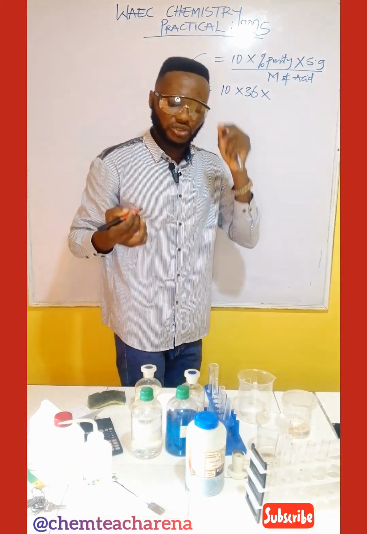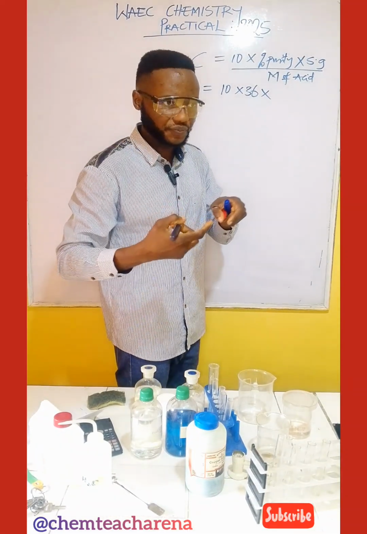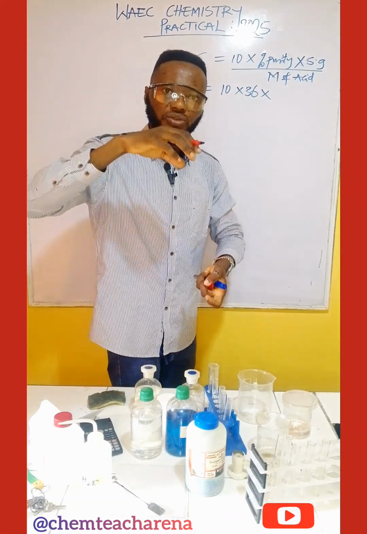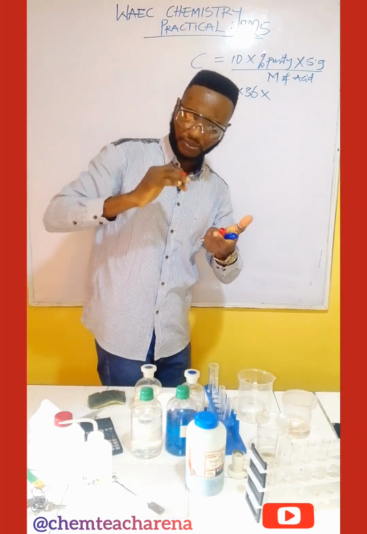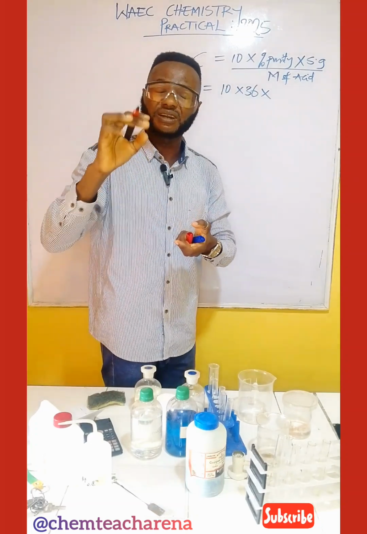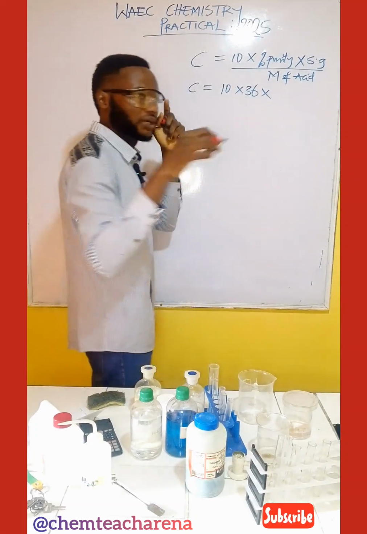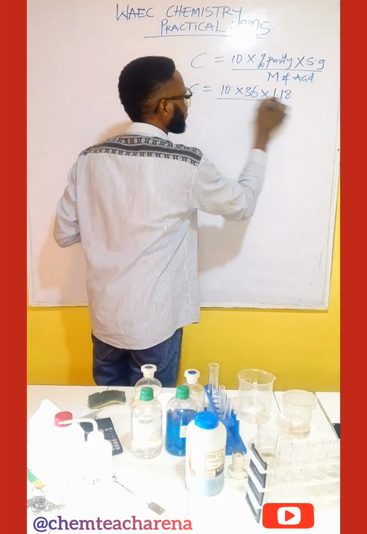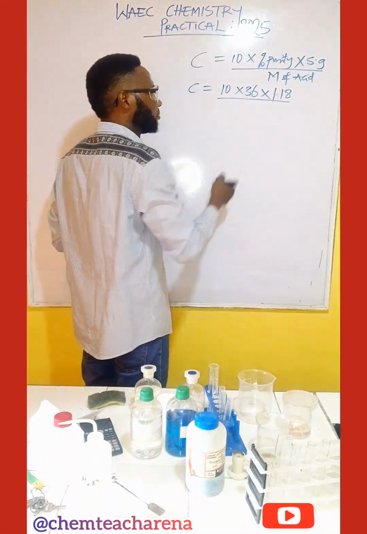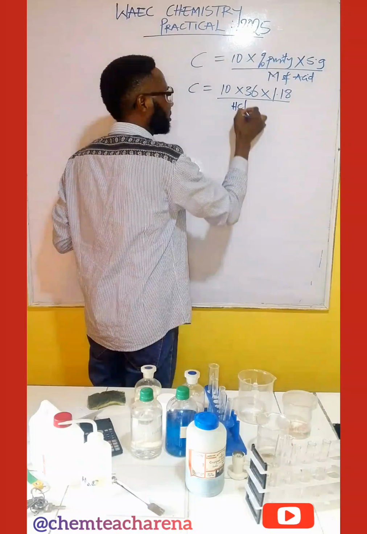Please make sure you check your HCl bottle. The specific gravity is written on it. Carry the bottle, read the label there, the instruction there, and you see the specific gravity of the one you have. The one I have here, the specific gravity is 1.18, all over the molar mass of HCl, which is 36.5.